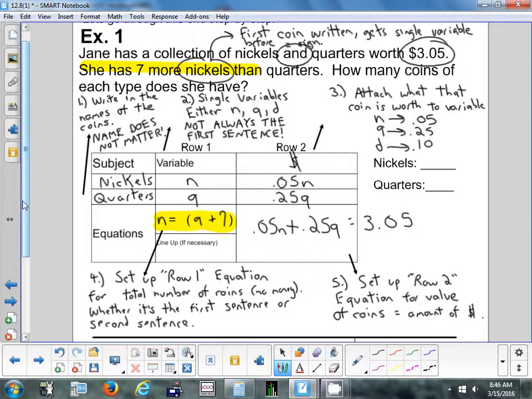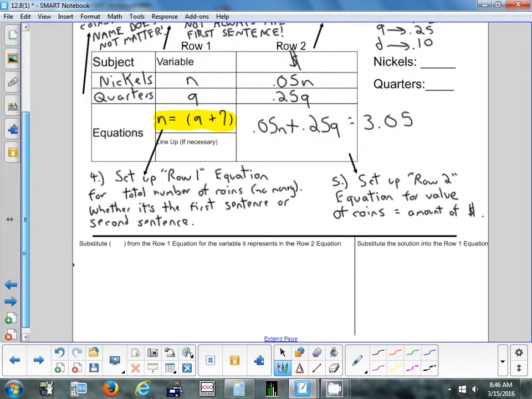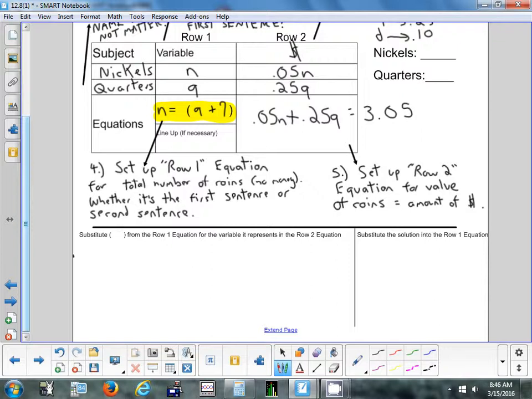Now, just like yesterday, what do you think we're going to do now? Do we have a variable that's by itself? What variable do we have by itself? N, right? Just like we did yesterday. We're going to take what's in the parentheses and plug it in for this letter in the other equation. So I'm going to plug it in for N.